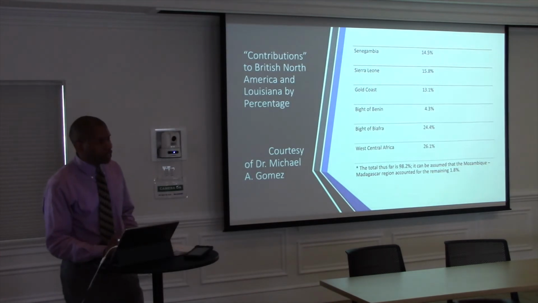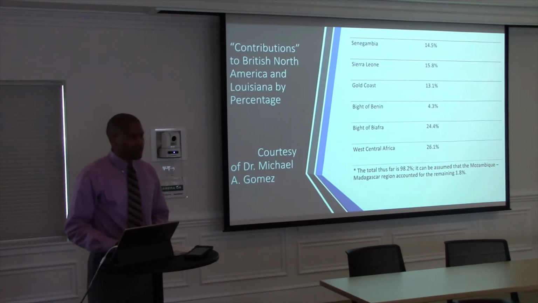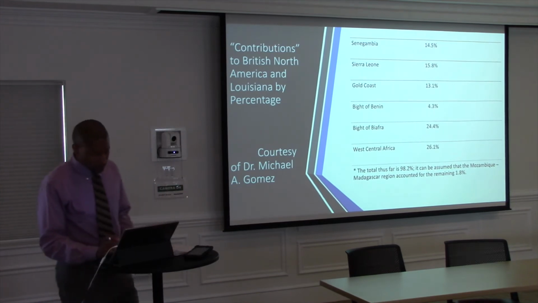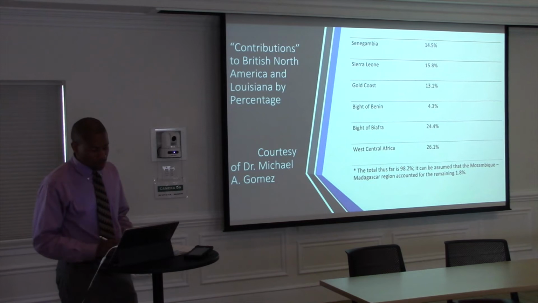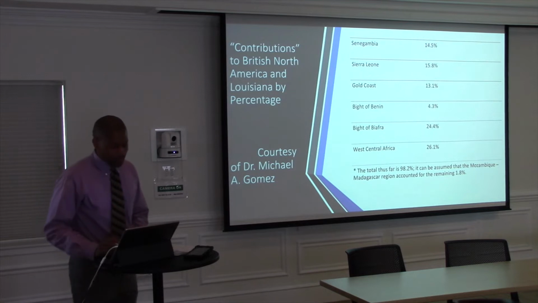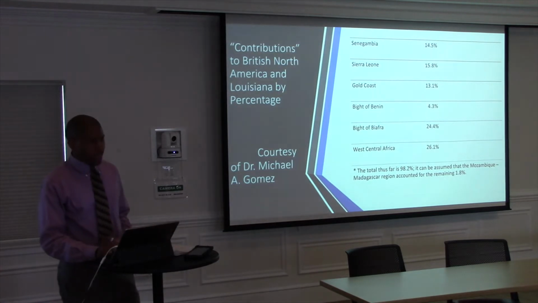When we talk about the concentration of percentages, and these are the percentages of the total of enslaved Africans, right? The Senegambia, 14.5%. You can see Sierra Leone, 15.8%. Gold Coast, 13.1%. Bight of Benin, 4.3%. Interestingly, if you look at the Bight of Biafra and West Central Africa, you see that they account for almost 50% of all enslaved Africans brought to the United States. Right? So a large percentage. And we assume that Madagascar, parts of Tanzania, and Mozambique would have been the remaining 1.8%.